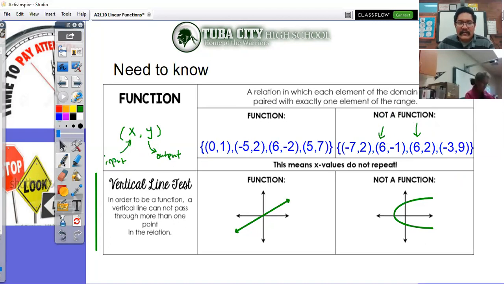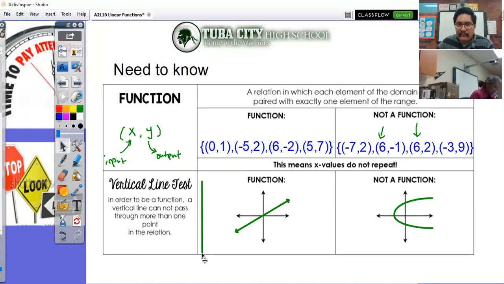And there's another thing you can do, and that is called the vertical line test. So the vertical line test is, imagine you have a vertical line. Well, in this case, you don't have to imagine because you can see mine, and I can move it side to side. So in order for a function to be a function, the vertical line cannot pass through more than one point in the relation. So you're going to have to imagine it yourself on some of these, or you could use a ruler or something.